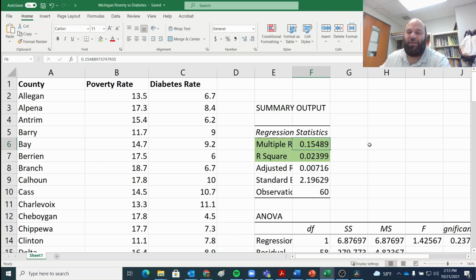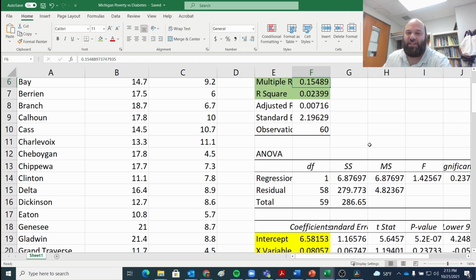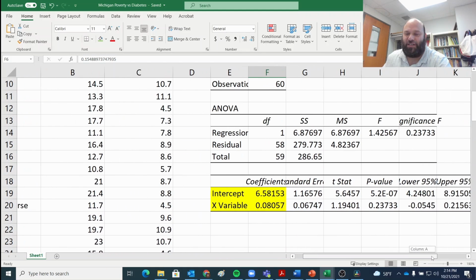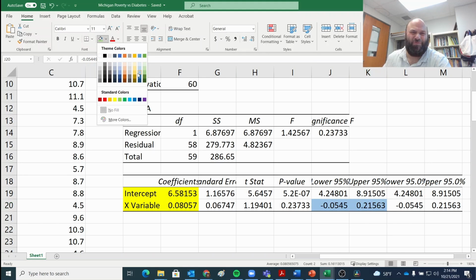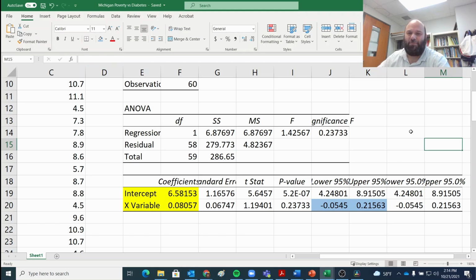Let's take one more look at one more measure, which is the confidence interval, our 95% confidence interval. And for this, we're just going to look at the slope. I'll highlight both of these in blue. And take a look at those numbers. The lower number is negative, the upper number is positive, so that means it's not unreasonable for the slope to be approximately 0, which would mean the poverty rate would have no impact on the diabetes rate. So this is what it might look like if you have weak to no association between two variables.